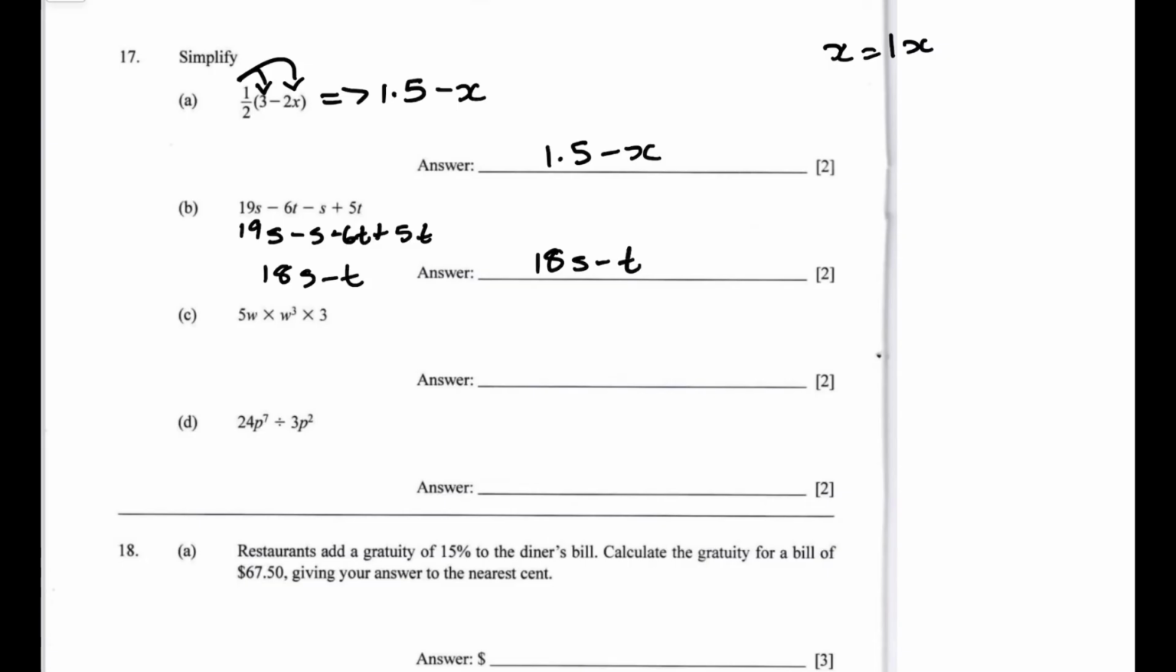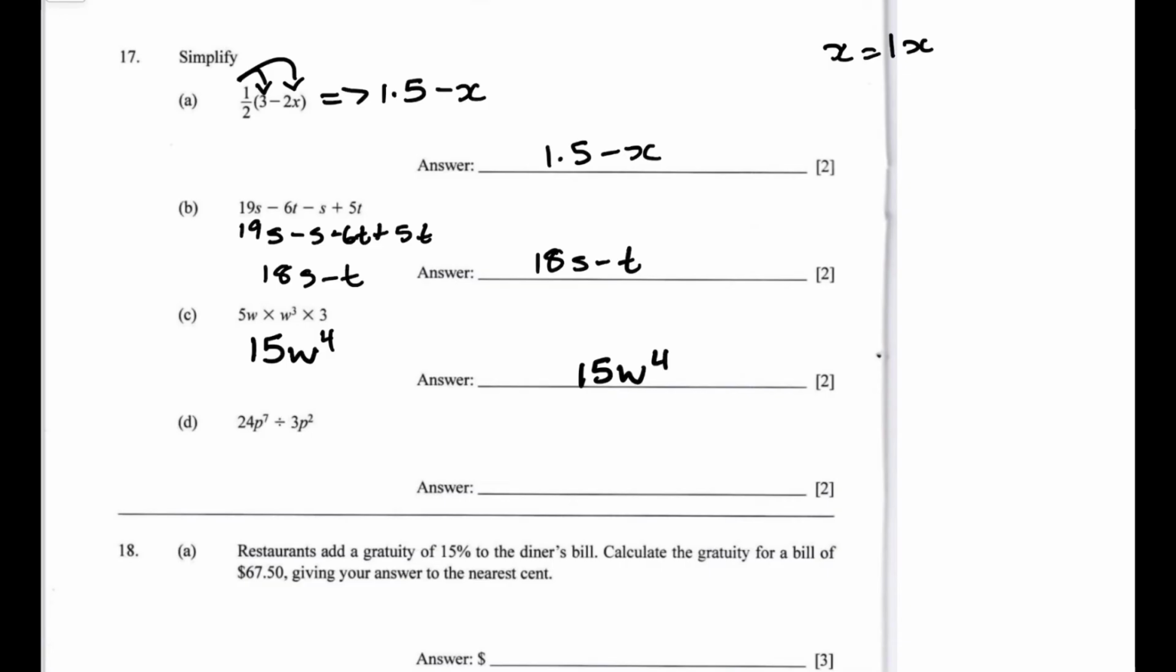And so now we have 5w plus w cubed times 3. So let's multiply our bases, or the constants. And we have 5 and 3, and 5 times 3 is 15. Let's write down our w, and now we have to add our powers. So w cubed times w is just going to give us w to the 4th. So that's 15w to the 4th.